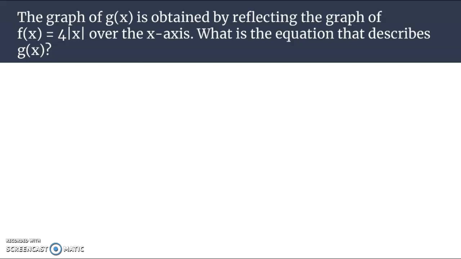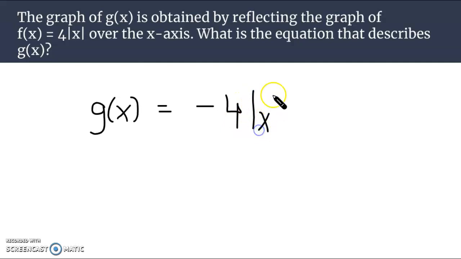Next one here. Graph of g of x is obtained by reflecting f of x equals 4 absolute value of x over the x-axis. What's the equation that would describe g of x? Well, if f of x is 4 absolute value, and we just want to reflect it over the x-axis, we need to make that 4 a negative. -4 absolute value of x.